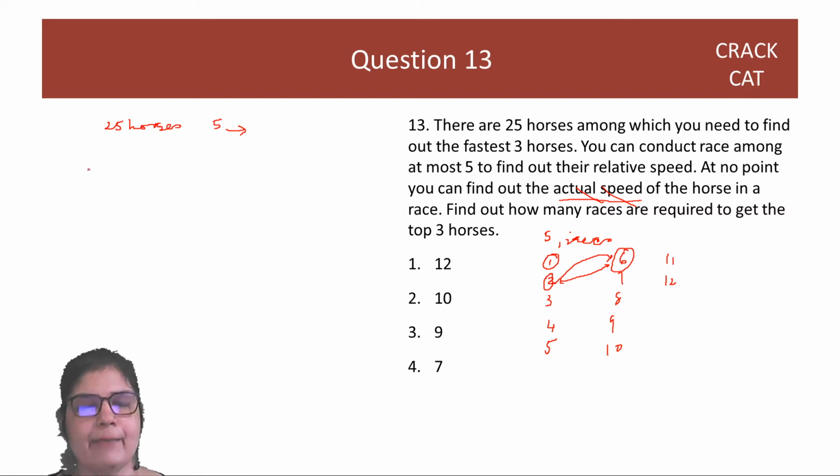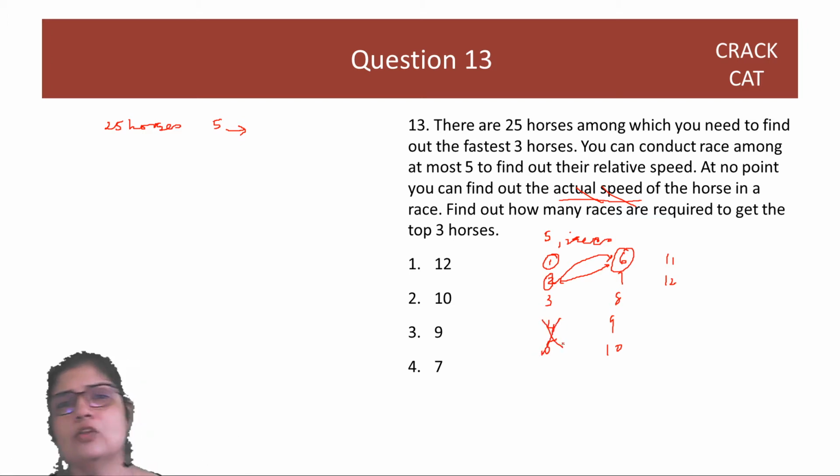Am I concerned with the top 5 horses? No, I'm only concerned with the top 3 horses. So here I won't be concerned with 4 and 5. The one who came 4th in this race, along with the other horses, is not going to be in the top 3, right? Similarly, I can eliminate these 2 guys.